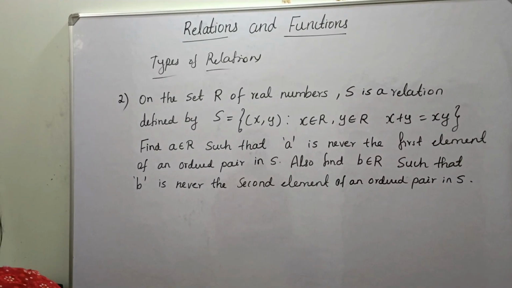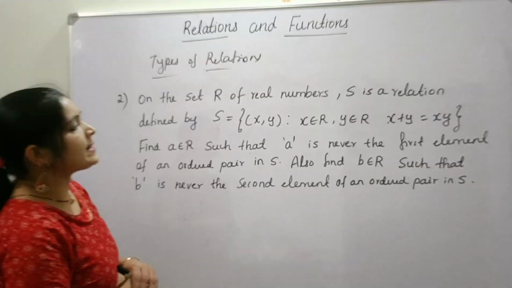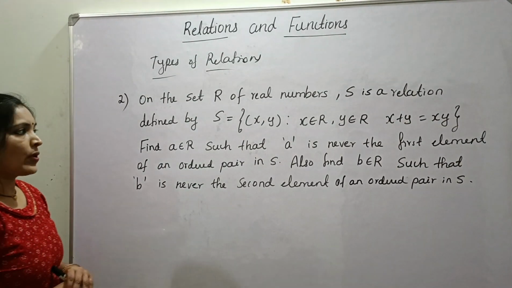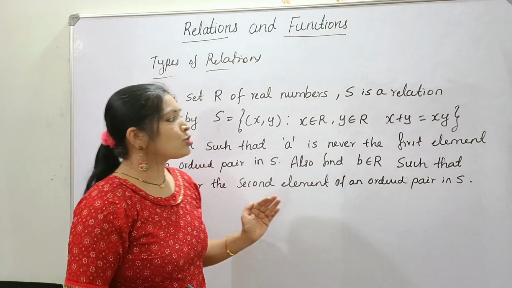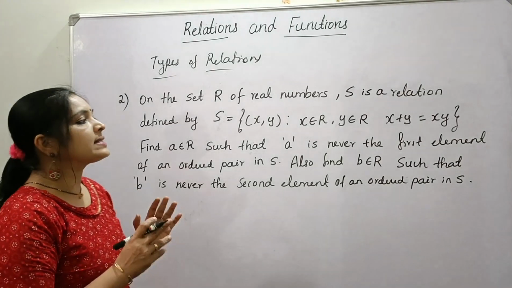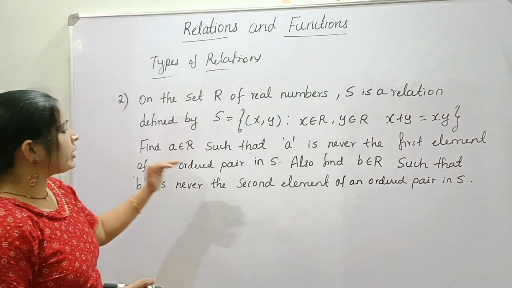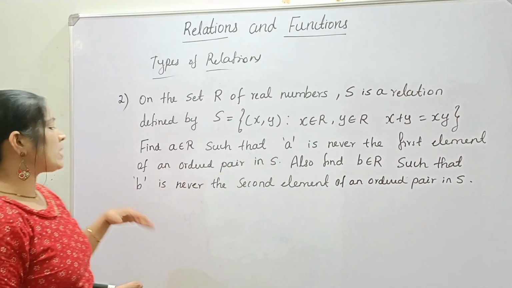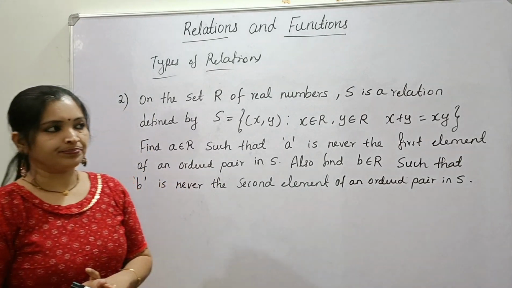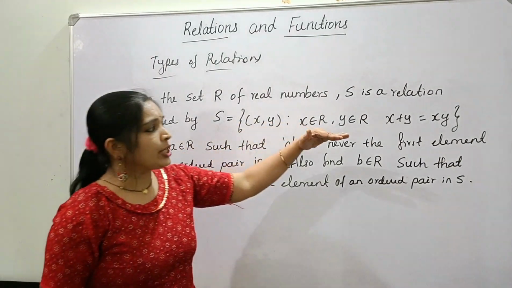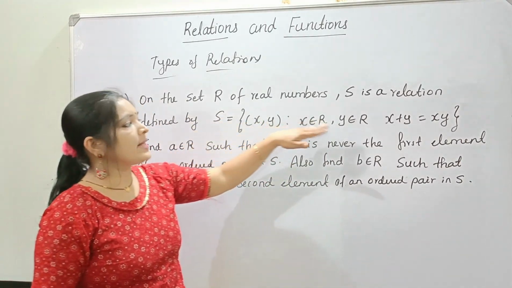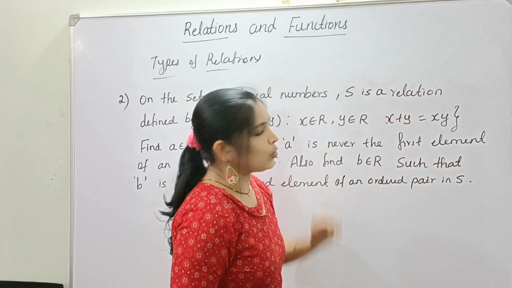Look at the second example. On the set R of real numbers, S is a relation defined by S equals the set of ordered pairs (X, Y) such that X belongs to R, Y belongs to R, X plus Y is equal to XY. Find A belongs to R such that A is never the first element of an ordered pair in S. Also find B belongs to R such that B is never the second element of an ordered pair in S. So the condition is X plus Y is equal to XY.